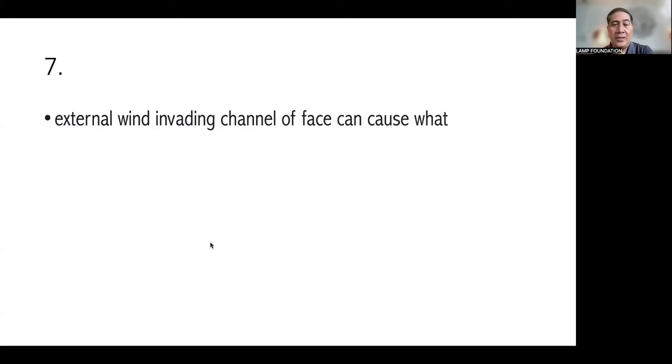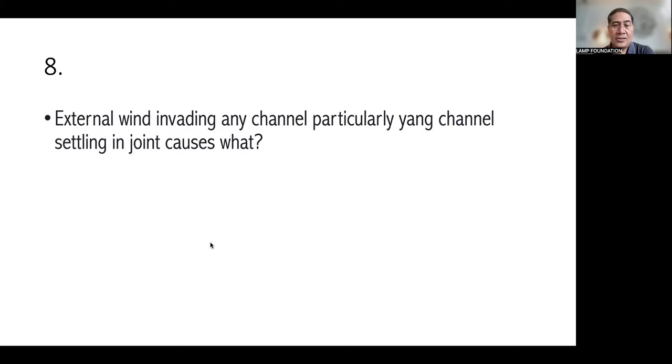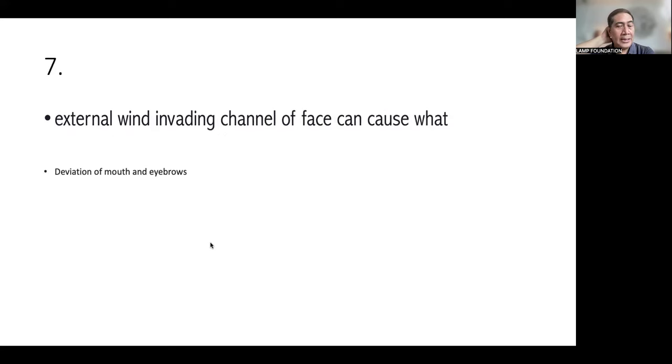External wind invading the channel of the face can cause what? This is very common. Deviation of the mouth and eyebrows. So when you talk about this kind of involvement, it's always the channel of the face. It's very easy to treat because it's just the channel that is affected.